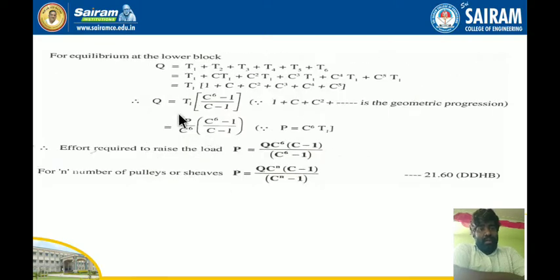I get Q equals T1 multiplied by 1 plus C, C square, C cube, C to the power of 4, C to the power of 5. Reducing that as a geometric progression, that is C to the power of 6 minus 1 by C minus 1. So Q equals P by C to the power of 6 multiplied by C to the power of 6 minus 1 divided by C minus 1, because P is nothing but C to the power of 6 into T1. So the effort required to raise the load is P equals Q into C to the power of 6 multiplied by C minus 1, divided by C to the power of 6 minus 1. That is given in equation 21.60 in terms of N, where N depends on the number of pulleys.